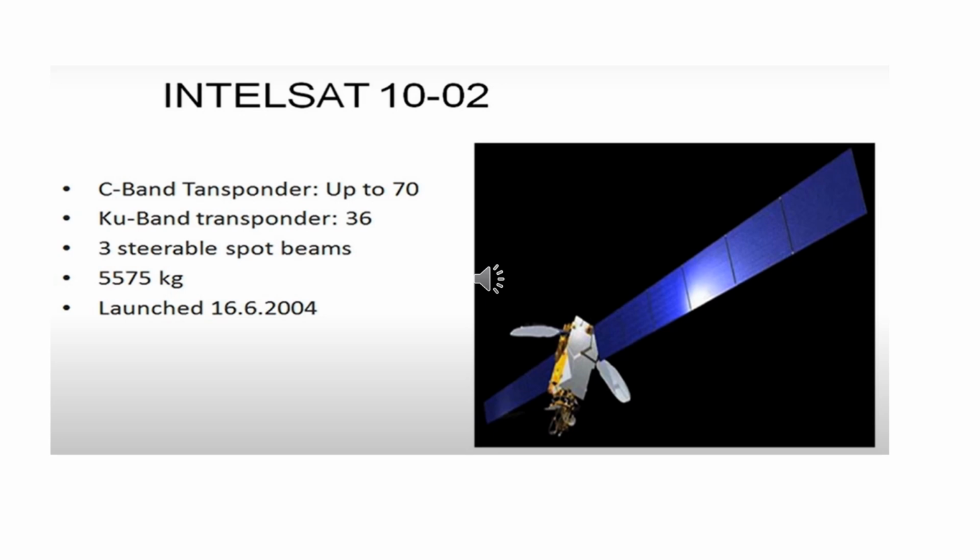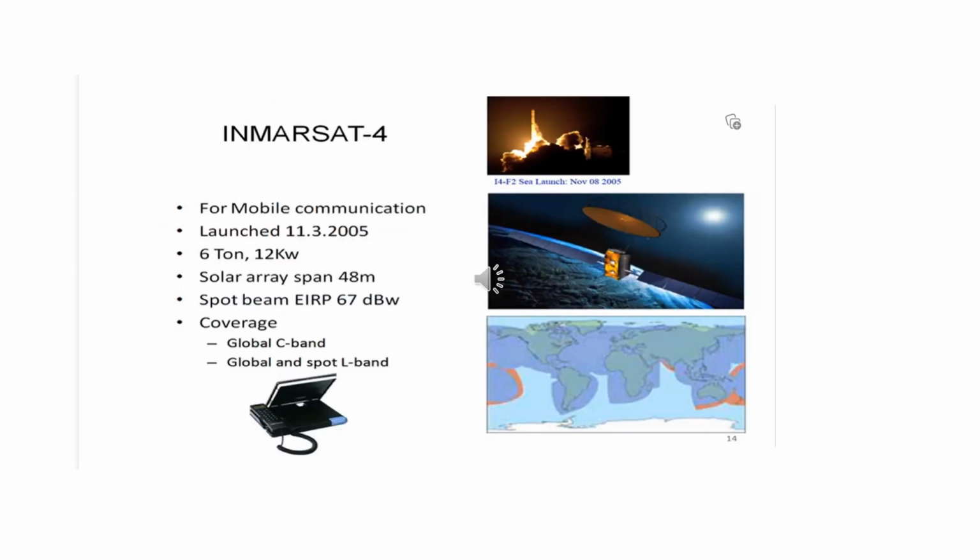This band, we will study it later. C band, Ku band, K band, these are the bands. Each frequency band has a certain frequency range. Here, three steerable spot beams are required. The weight of this satellite is 5575 kg, and it was launched in 2004.